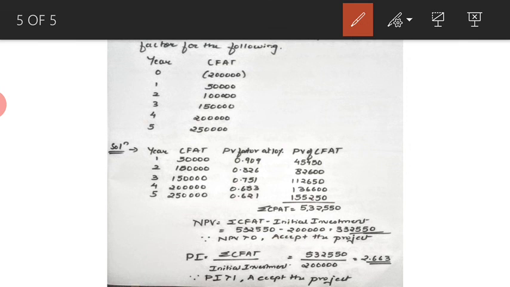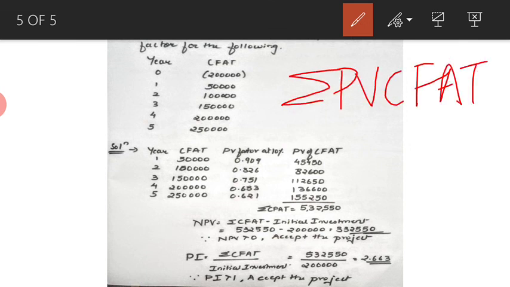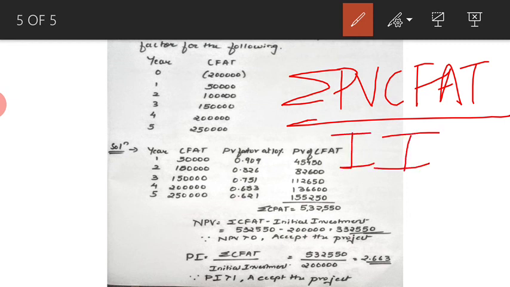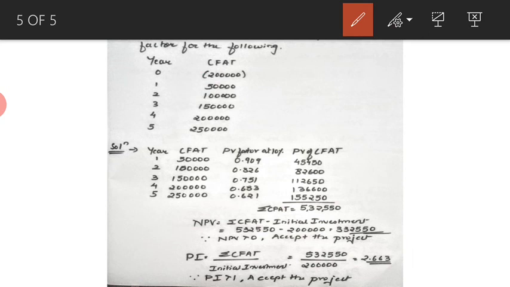Now coming to PI, profitability index or benefit cost ratio, we already know the formula. The formula is summation of present value of cash flows after tax divided by initial investment. So what is the summation of present value of cash flows after tax? We have it over here, that is 5,32,550 divided by initial investment, which is 2 lakh. So 5,32,550 divided by 2 lakh gives us 2.663.